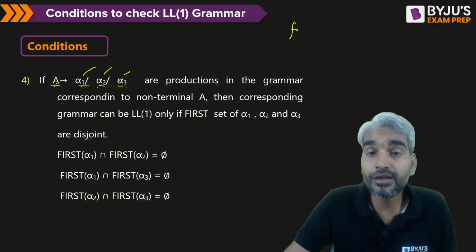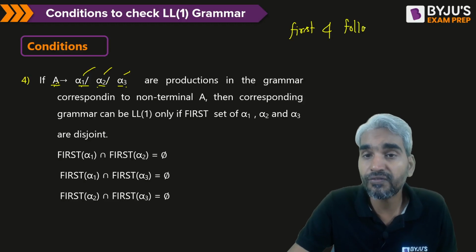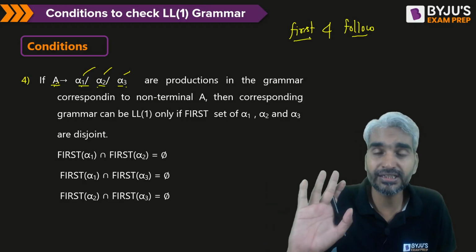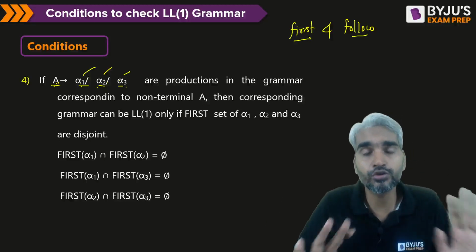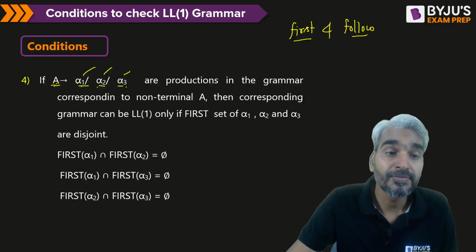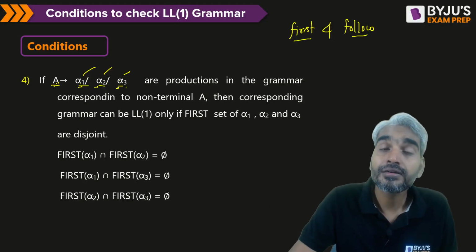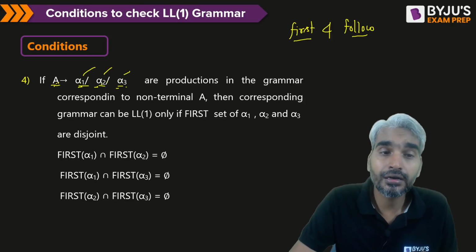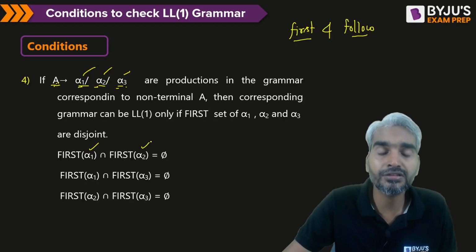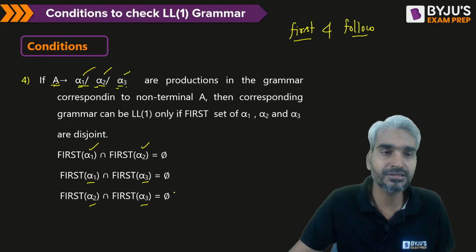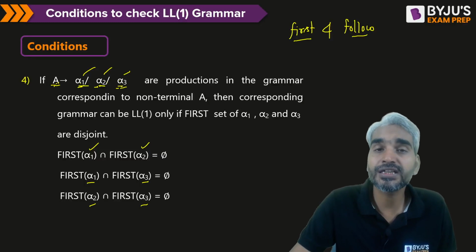To understand the concept of LL1 grammar, first of all, you need to know the concept of first and follow. Please make sure that this is a prerequisite to check whether the grammar is LL1 or not. So the first sets of these three must be disjoint. That means first of alpha 1 intersection first of alpha 2 must be phi. First of alpha 1 and first of alpha 3 should also be phi. First of alpha 2 and alpha 3 should also be phi.